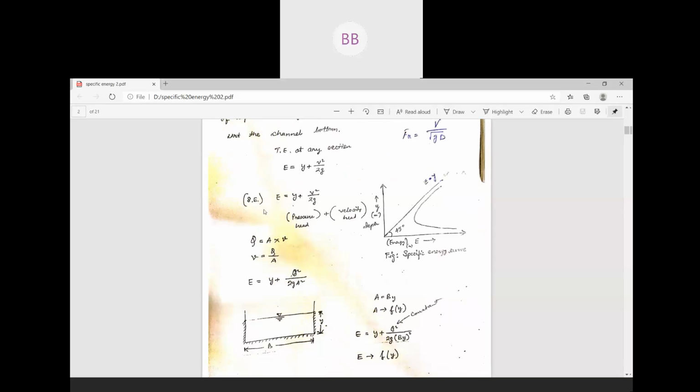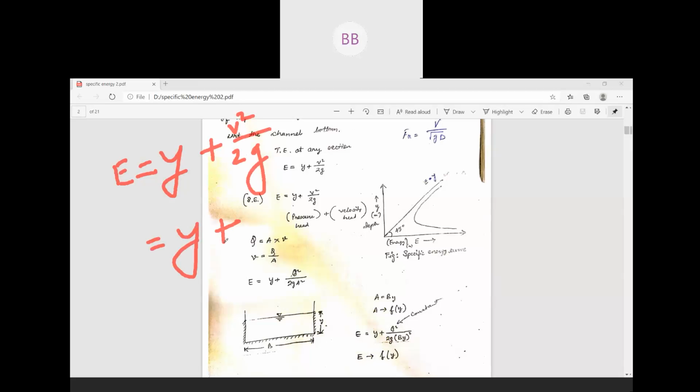Now, specific energy is equal to y plus v square by 2g. So this is the equation. Here we have y plus, in place of v we can write q by a, because q is equal to area into velocity. So in place of velocity you can write q by a, and here we can write q square by 2g a square. This is nothing but we have substituted q by a in place of v.